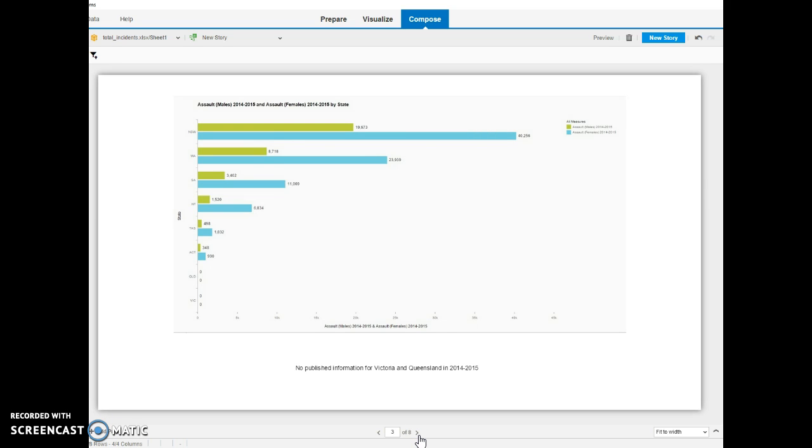Secondly, there was no published information about assault on males and females in Victoria and Queensland. It is clear that New South Wales has the most assaults by gender, followed by Western Australia and South Australia, while the total assaults related to females are always greater than males, at least double in New South Wales and nearly fourfold in the other states except Victoria and Queensland.